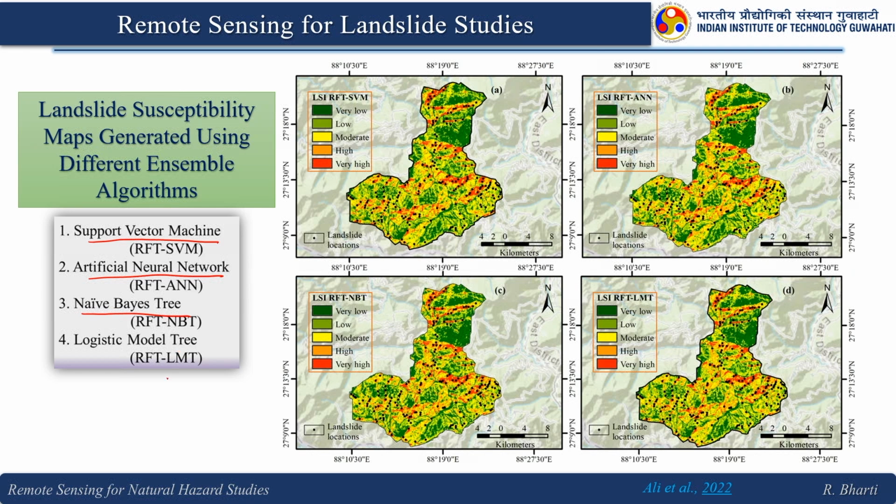Here the results corresponding to support vector machine, artificial neural network, right, and then you have the naive Bayes tree and then logistic model tree, that is given here. So, all of them are having similar result, but these are not same, right. So, how do you define or how do you justify that which one is better, right.